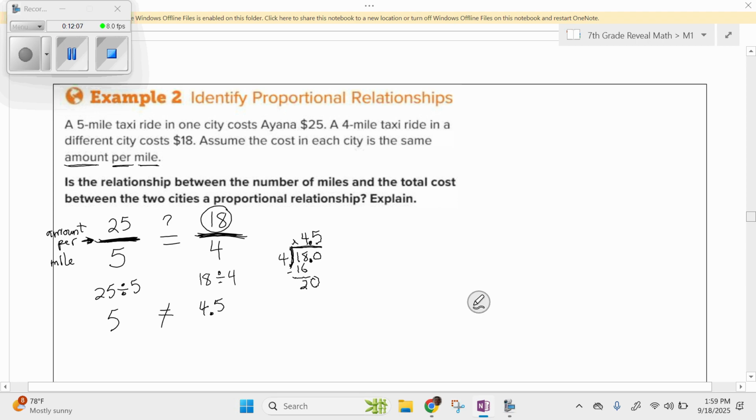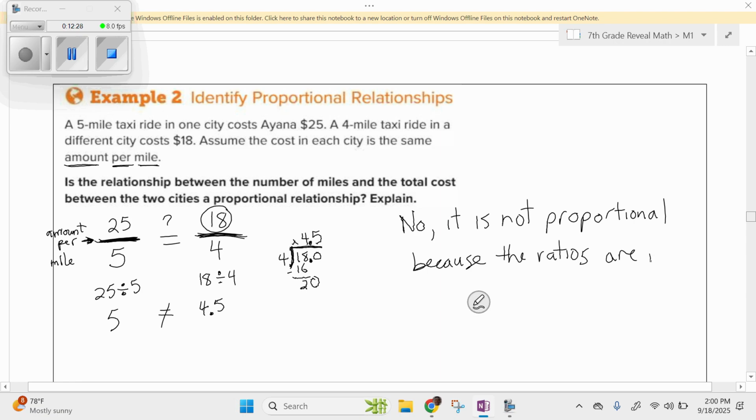So what are we going to say? No, it is not proportional because, yep, you thought it, the ratios are not equivalent.